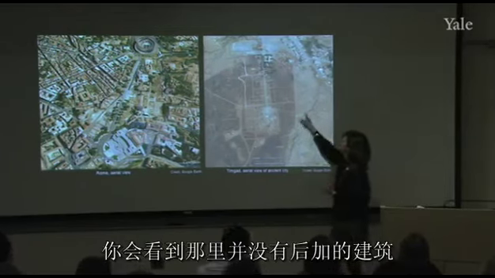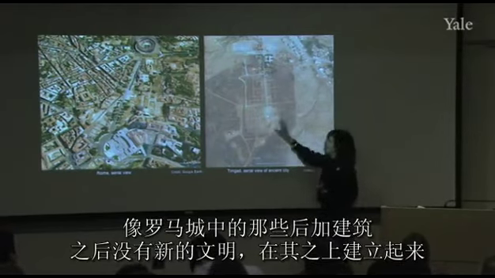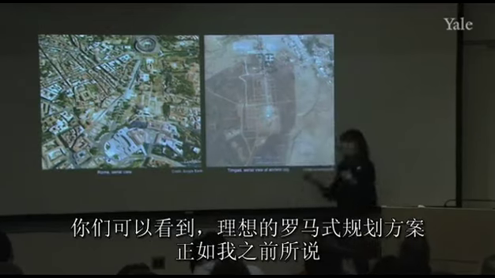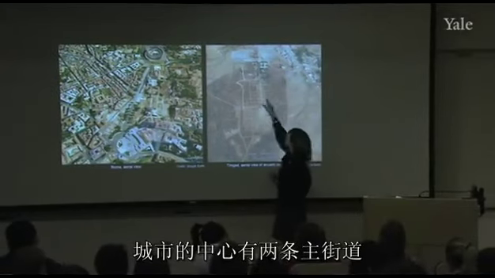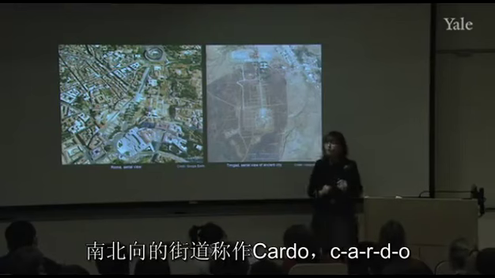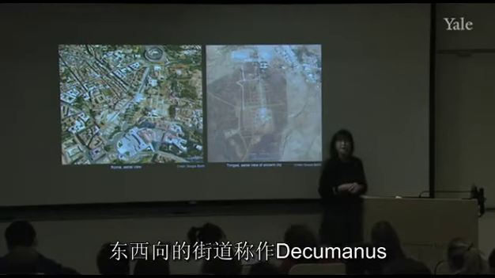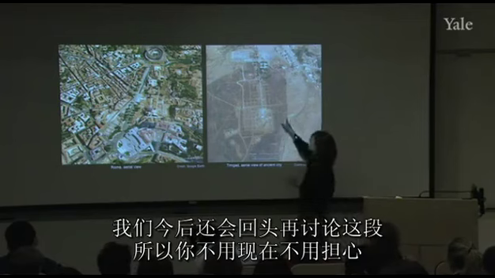you can see there's no later accretions as we have in Rome, no later civilizations built on top of it. You can see the ideal Roman plan, which, as I said, is usually either a square or a rectangle. It has in the center the two main streets of the city. The north-south street is called the Cardo, C-A-R-D-O. The east-west street is called the Decumanus, D-E-C-U-M-A-N-U-S. We'll go back to all of this in the future, so you don't have to worry about it today.